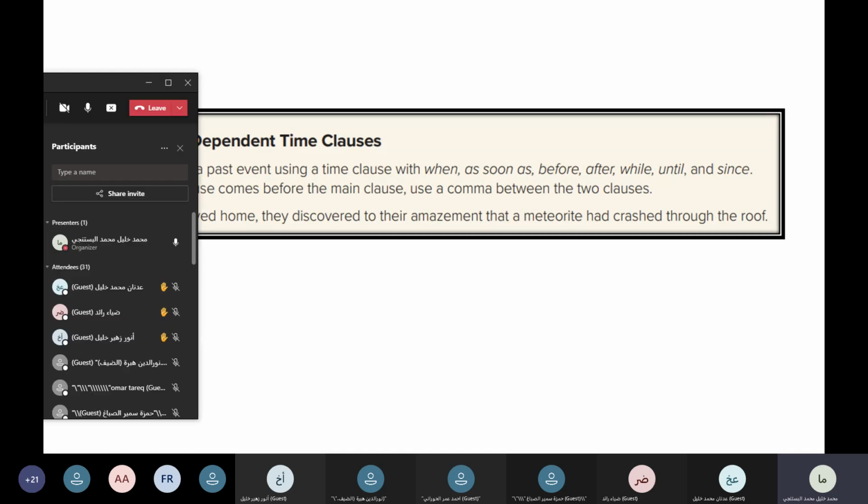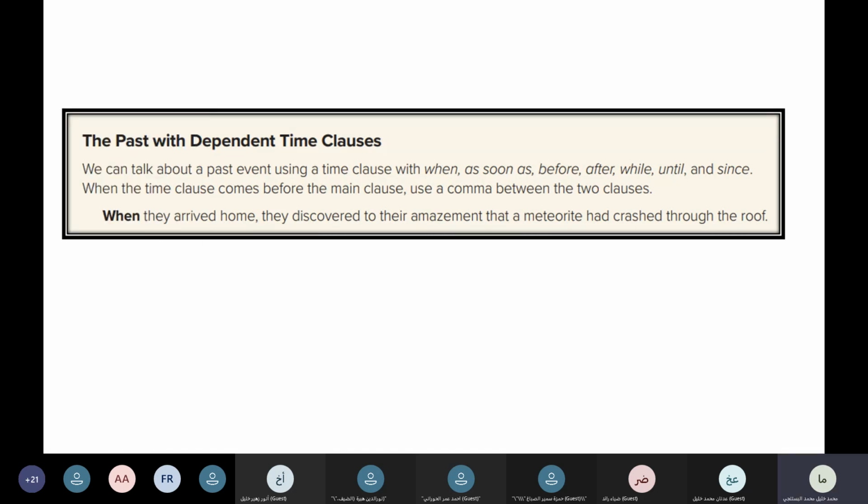Okay, who can read? Adnan, read the explanation. Yes, mister. The past with dependent time clauses. We can talk about a past event using a time clause: when, as soon as, before, after, while, until, and since. When the time clause comes before the main clause, use a comma between the two clauses. Good. Read the example, please. "When they arrived home, they discovered to their amazement that a meteorite had crashed through the roof."